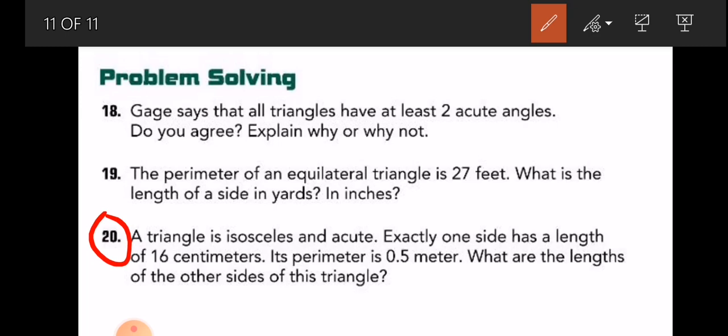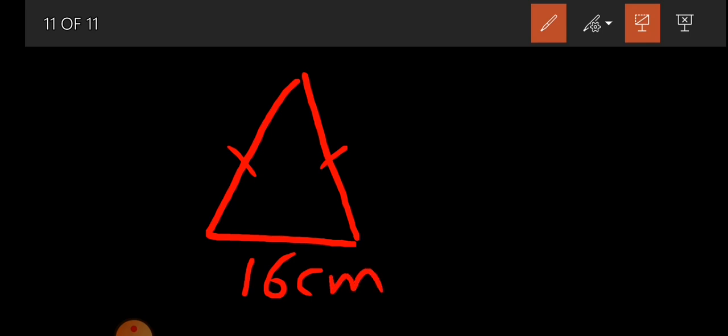Okay, let's first draw the triangle and put our information on it, then we can find the answer. They told you that you have a triangle which is isosceles and acute. Isosceles means these two sides are equal. Acute means the three angles are acute. And they told you that the different side that I have here is 16 centimeters. And the perimeter, it means the total measure of the sides together, is 0.5, but be careful, what? It's meter. So watch the unit please. Here is centimeter, here is meter.